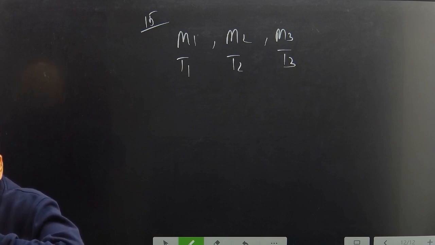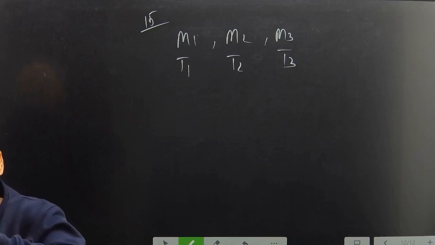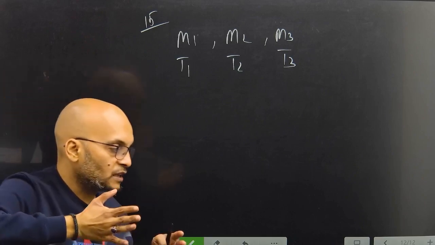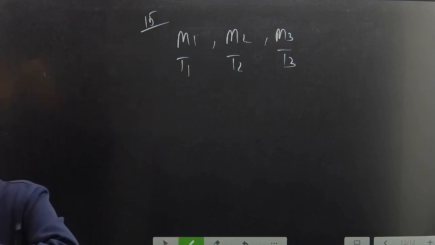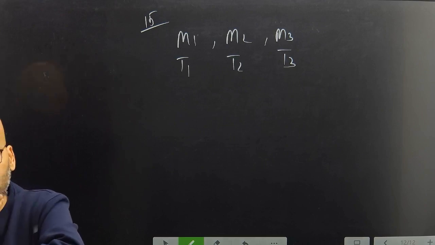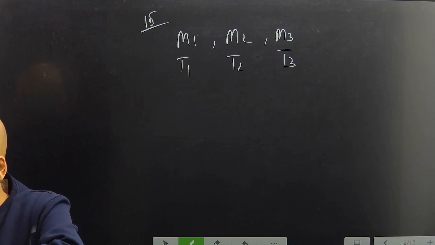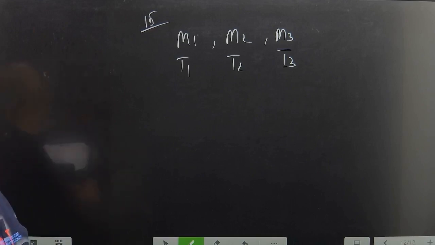Okay, let's read it once again. 3 copper blocks of masses M1, M2, M3 are brought into thermal contact till they reach equilibrium. Now they have reached the equilibrium. Before the contact was made, T1 was greater than T2, which was greater than T3. Now you are assuming that there is no heat loss to the surrounding. So you need to find the equilibrium temperature T, and S is the specific heat.